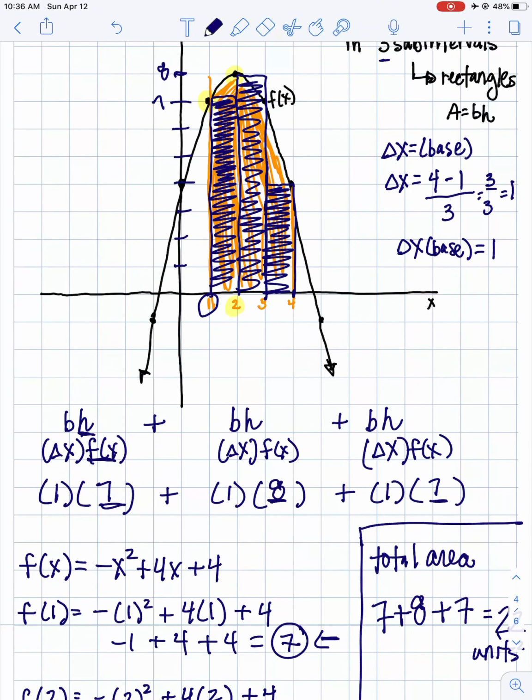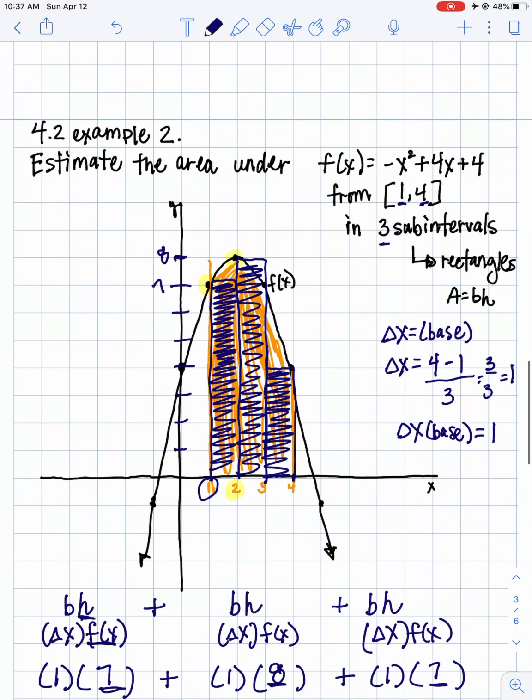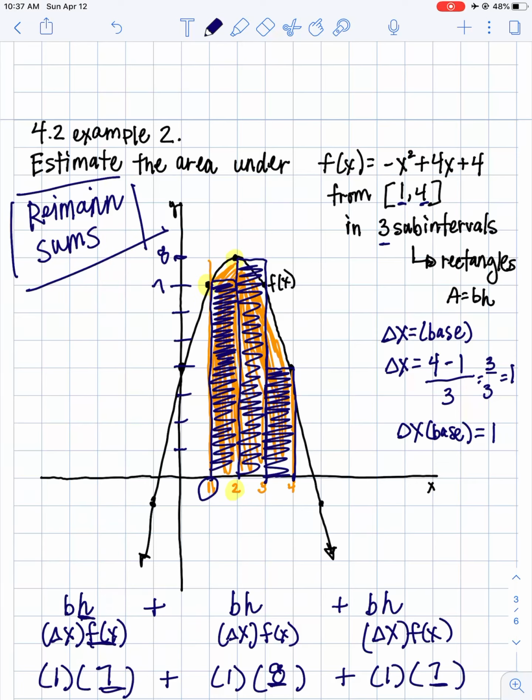Okay, so hopefully this makes a little bit of sense. But essentially you were finding the area of several rectangles and added the area of those rectangles together. Again, this is called Riemann. I don't know if it's IE or EI.